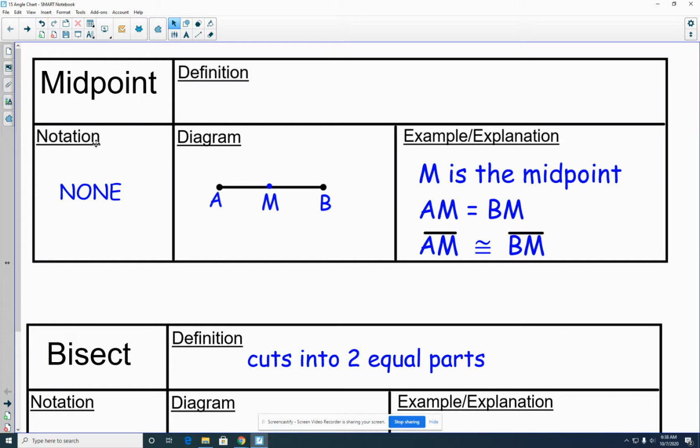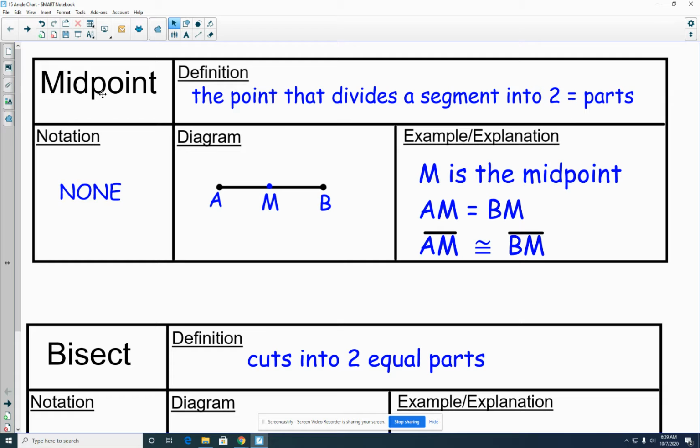So we're going to start with midpoint. Down here we have a diagram with M being the midpoint. And since M is the midpoint, we know by definition that it's the point that divides this segment into two equal or congruent parts. So with that being said, we can mark that the parts are equal from A to M and B to M. So over here, AM is equal to BM.